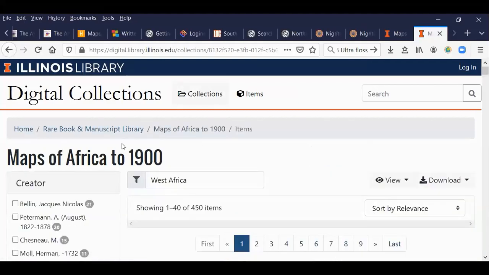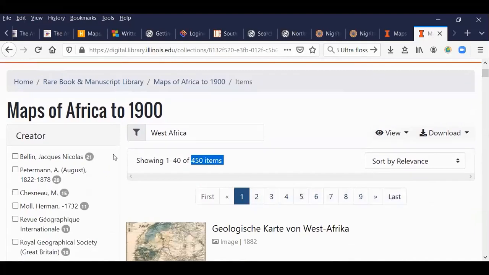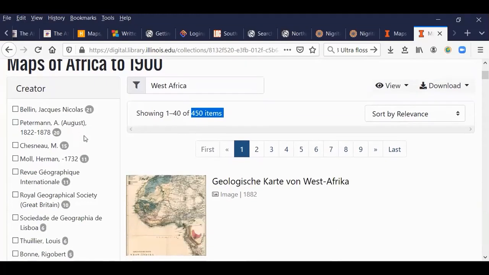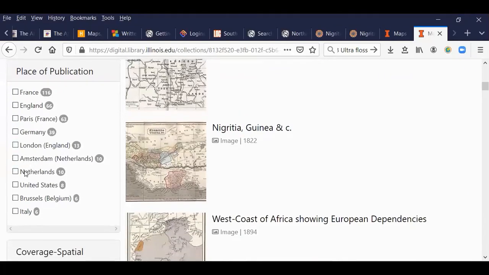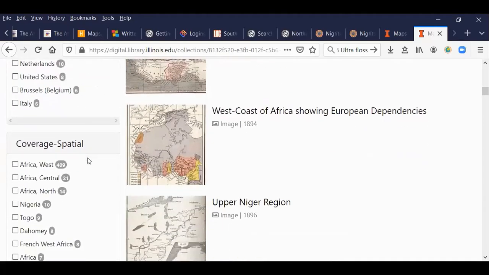Let's look at West Africa and see, for example, that there are 450 items in this, which you can page through page by page. And you can also see a very useful set of locators in the left-hand column. Categories, which indicate different authors or creators of maps, different places of publication, so you can see which ones were published in France, which in Paris itself, which in London, which in Amsterdam, and the Netherlands, the broader category.